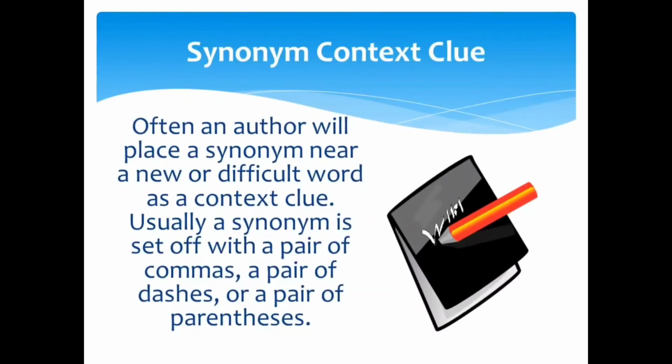Often an author will place a synonym near a new or difficult word as a context clue. Usually, a synonym is set off with a pair of commas, a pair of dashes, or a pair of parentheses. Example signal words for synonym context clues include or, in other words, that is, also known as, and sometimes called.